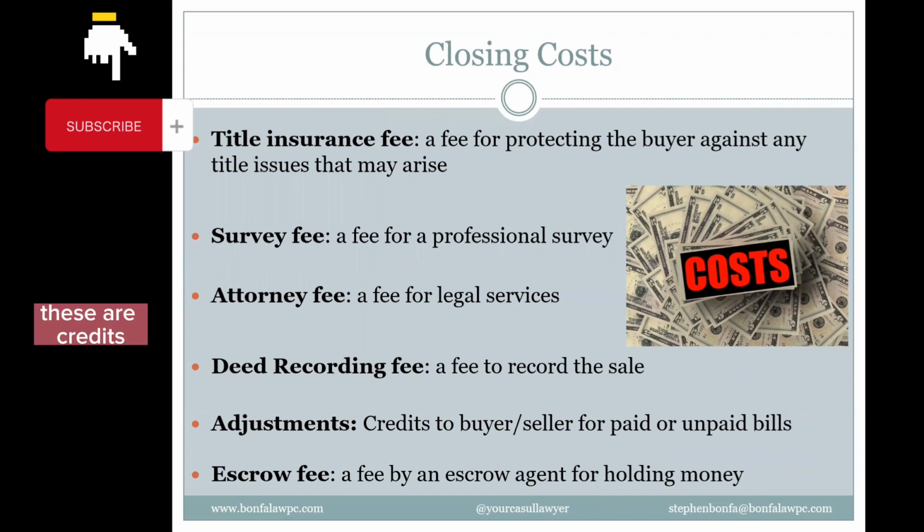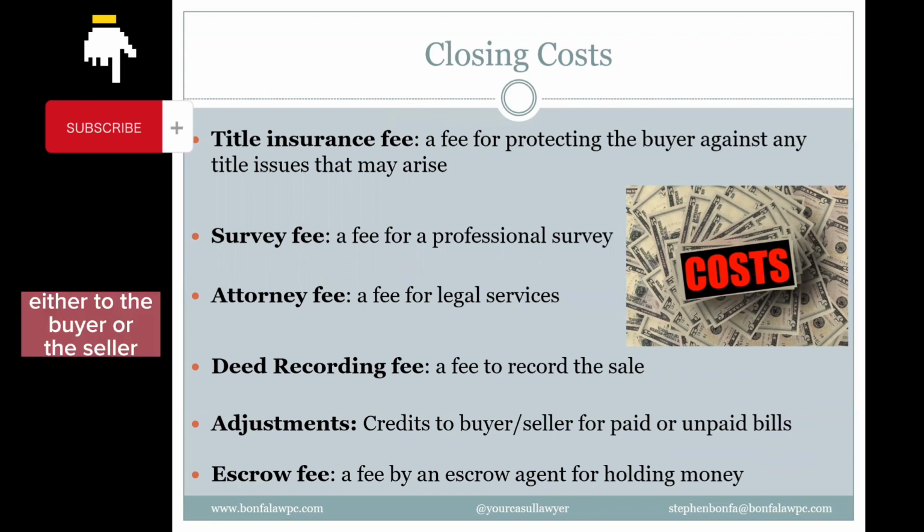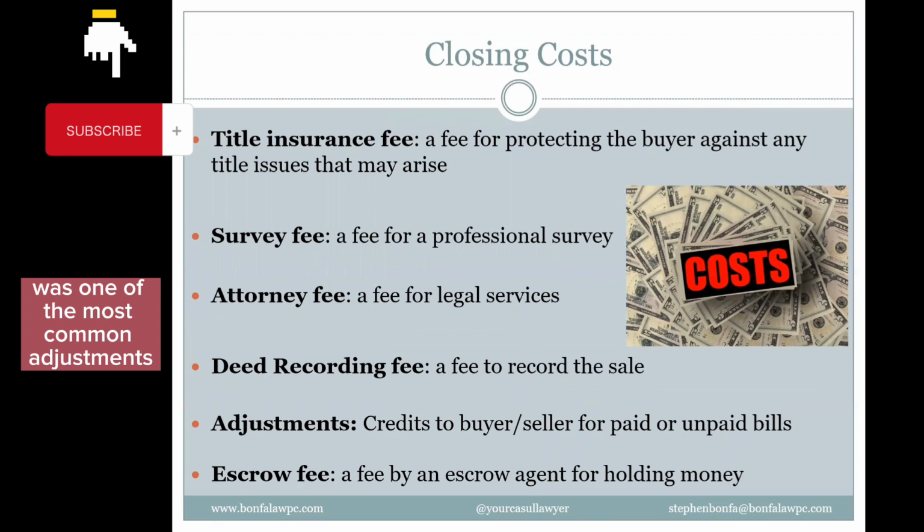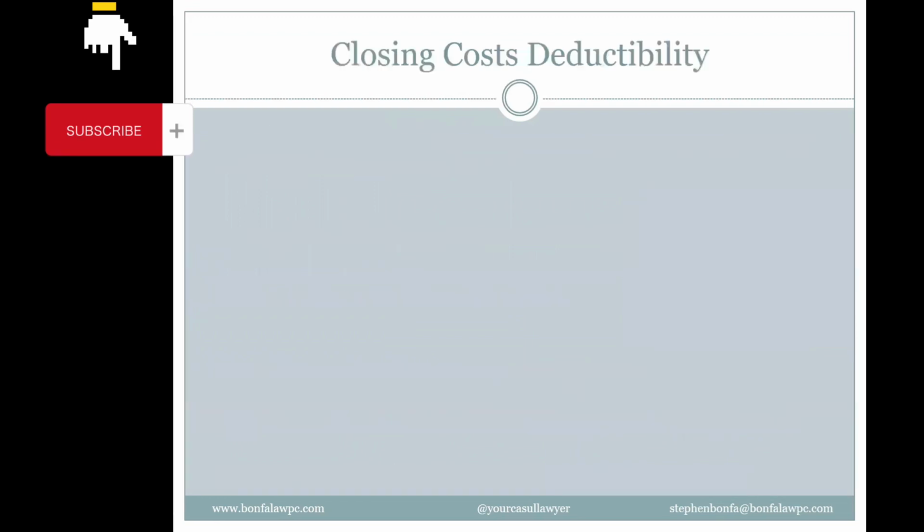For adjustments, these are credits either to the buyer or the seller for paid or unpaid bills. Could be a water bill, could be a property tax situation. Those are one of the most common adjustments.